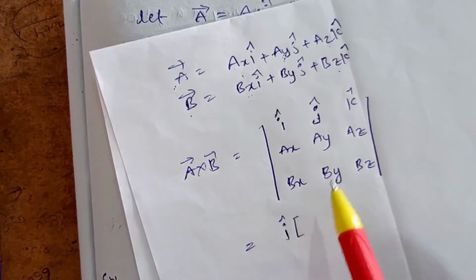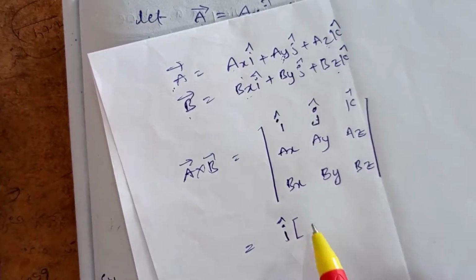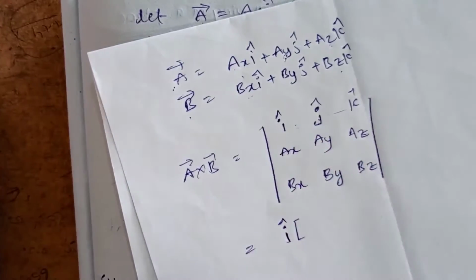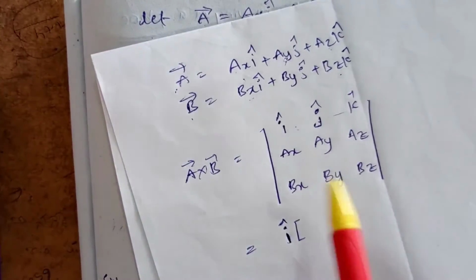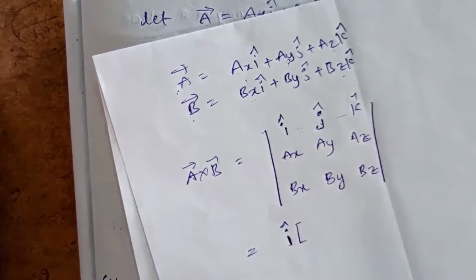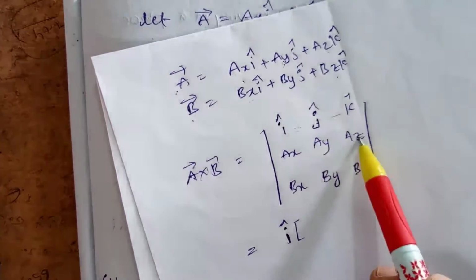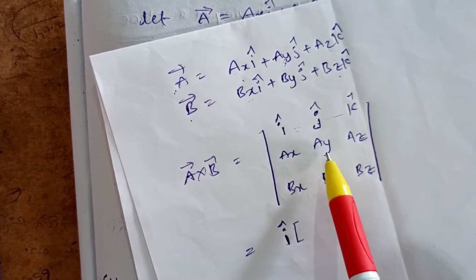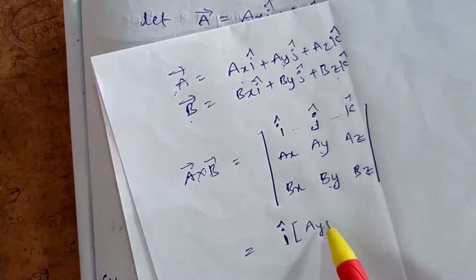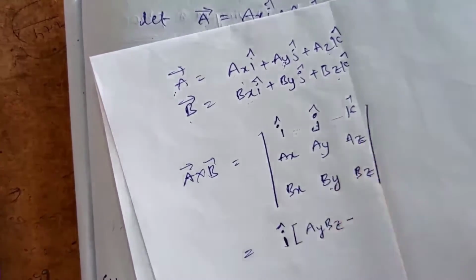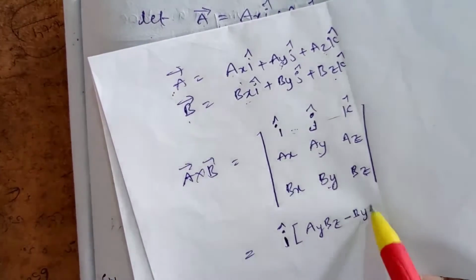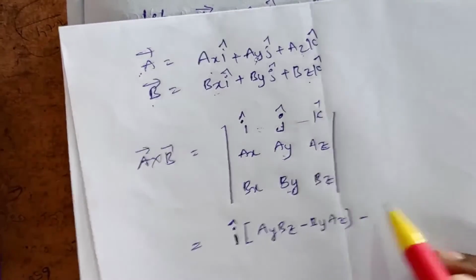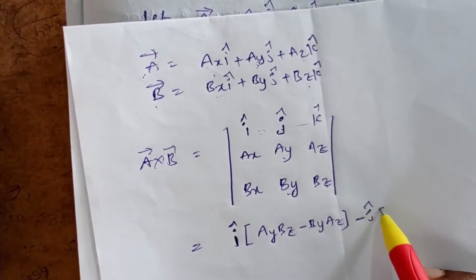So next, I'm taking i cap. When we take the i cap term, that means the x term, we have to eliminate the first row, first column. So what are the remaining terms? ay, az, by, bz. Now we have to take ay bz minus by az. Next, we have to take negative j cap.